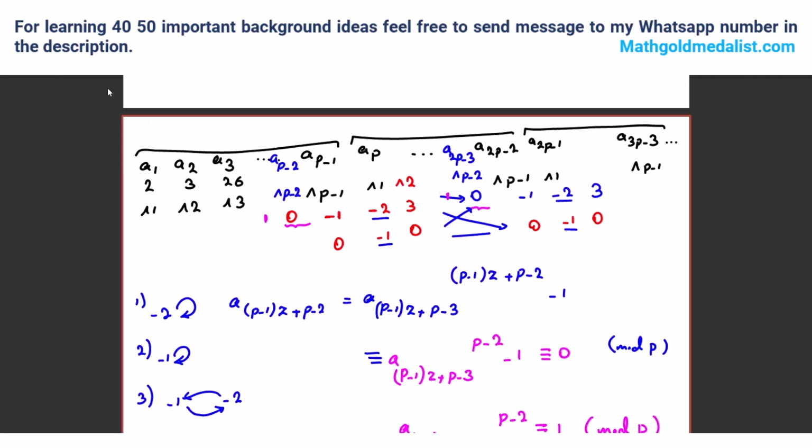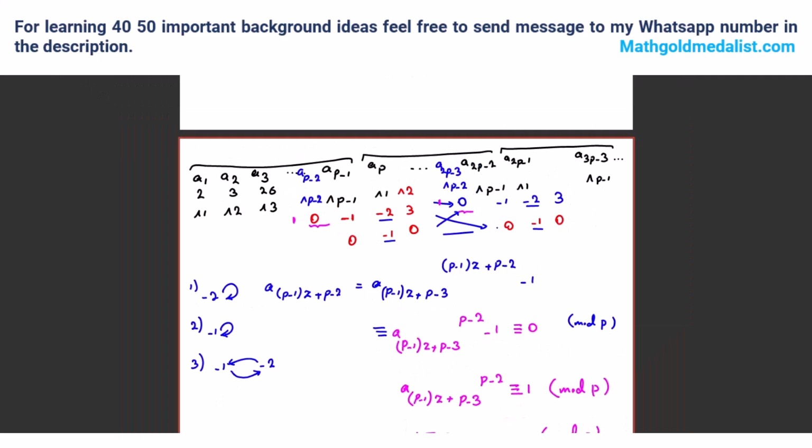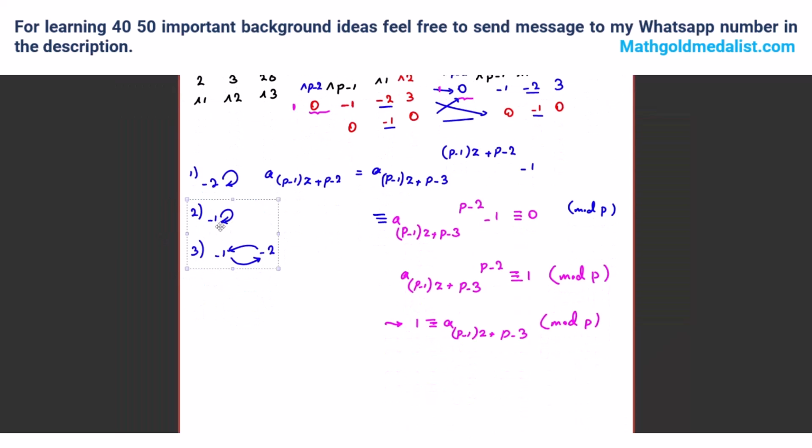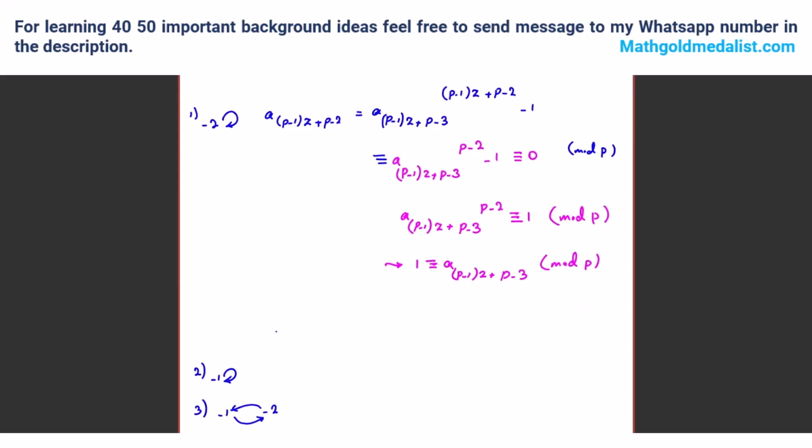Now we can use LTE, lifting the exponent. How? We can say, okay, a to the p minus 1. We want to find v_p of this. Okay, v_p of a to the (p minus 1)z plus p minus 2 is equal to what? It is v_p of a to the (p minus 1)z plus p minus 3, to the power of (p minus 1)z plus p minus 2, by definition, assumption of the problem, minus 1.